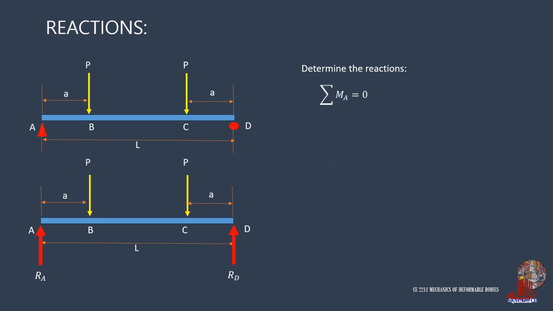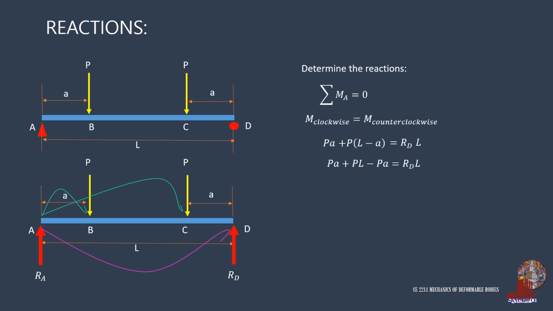Now solve for the reaction at D by taking the summation of moments about point A. To attain equilibrium, the clockwise moments will have to be equal to the counterclockwise moments. Start with the clockwise torques as P times distance A and another load P times the moment arm of L minus A. The counterclockwise moment has the reaction at point D times the moment arm of L.